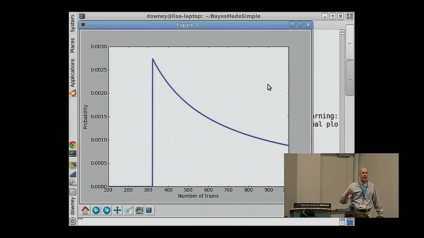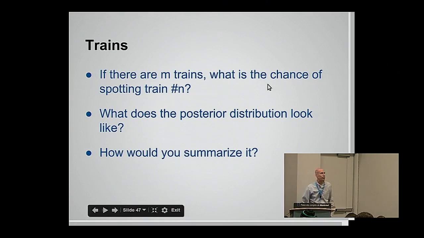If you were a competitor and you were trying to scout the competition, and somebody asked you what the average number of trains is that you think they might be operating, then you could compute the mean of this posterior distribution, and that's going to be a little bit higher than 321, and that makes more sense. It seems unlikely that we would just happen to see the highest numbered train that they're operating. And that gets me to the next thing that I wanted to talk about a little bit, which is once you have a posterior distribution, how would you summarize it?